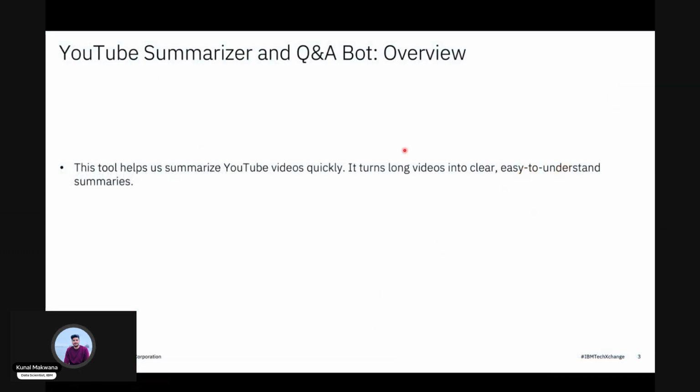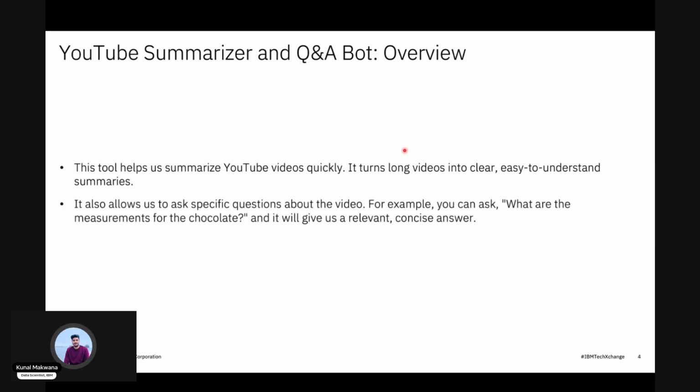Now, let's see the overview of the application. As the name suggests, this tool helps us summarize YouTube videos quickly. It turns long videos into clear, easy to understand summaries. Apart from that, it also helps us ask specific questions about the video. For example, if we are watching a YouTube video on how to make a chocolate cake and you have a question, what's the measurement of the chocolate? For this question, you don't need to watch the entire video just to get the measurements. Instead, we can ask this question to the application and get an instant answer, for example, 100 gram, 200 gram. So eventually it will save a lot of time.